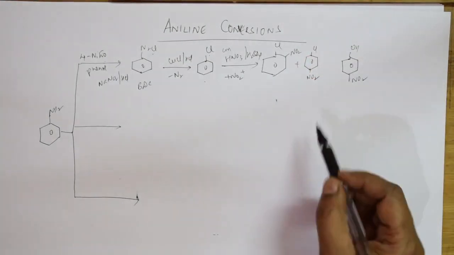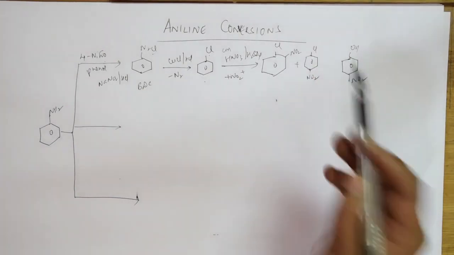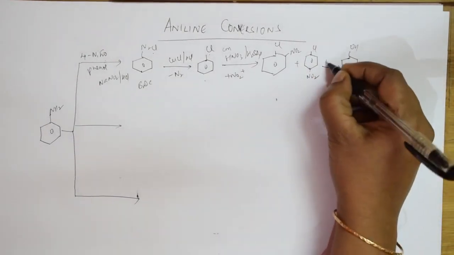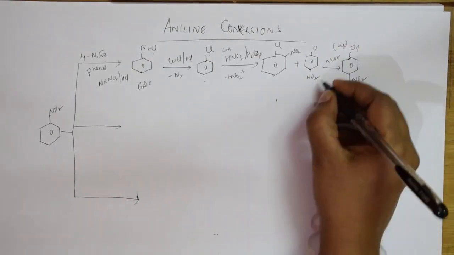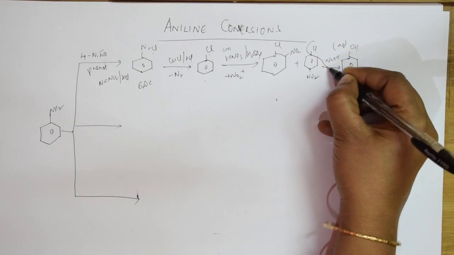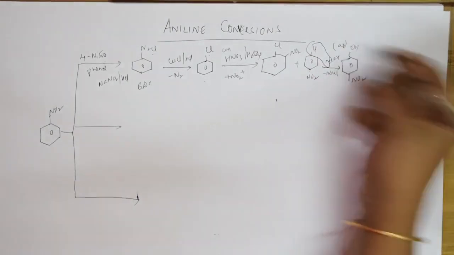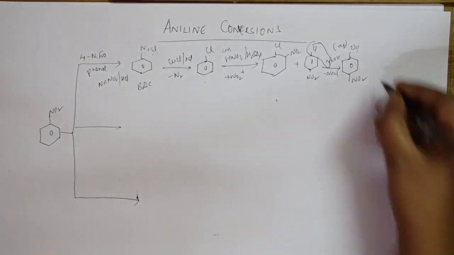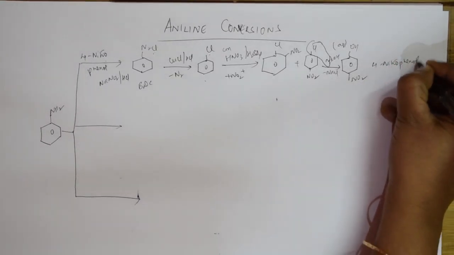Now what can I do? This is already ready. I have to convert Cl to OH. So what can I do? I can take sodium hydroxide, which is aqueous in nature. Then what will happen? NaCl is out of the reaction, so OH is introduced. That's it. I got the compound. So what is this compound? 4-nitrophenol. Let us see one more.